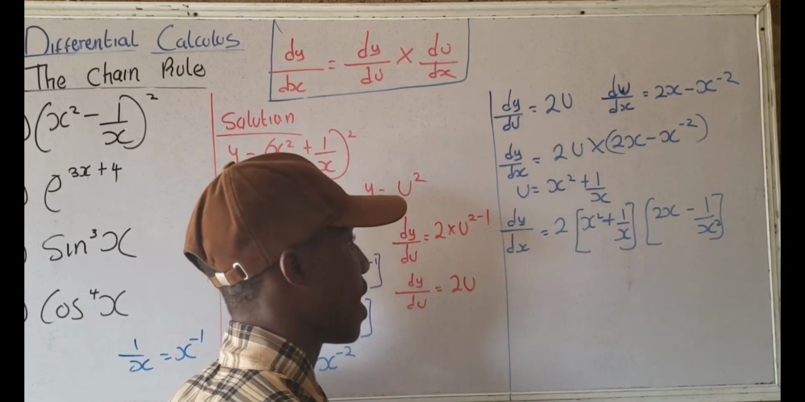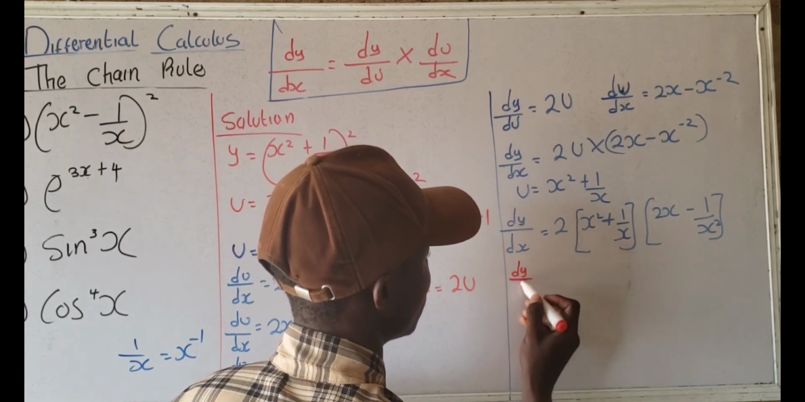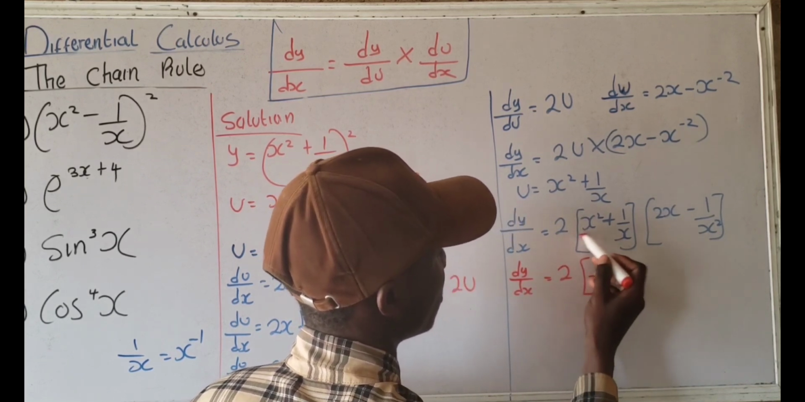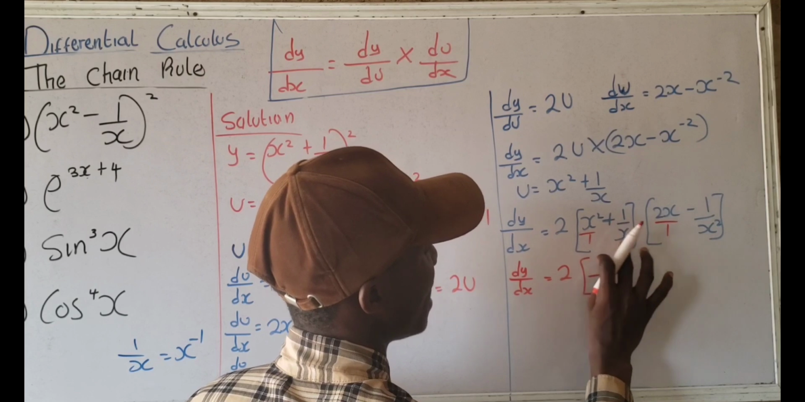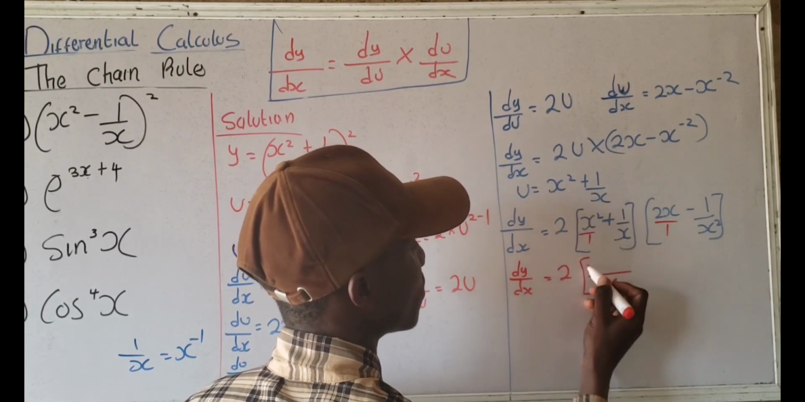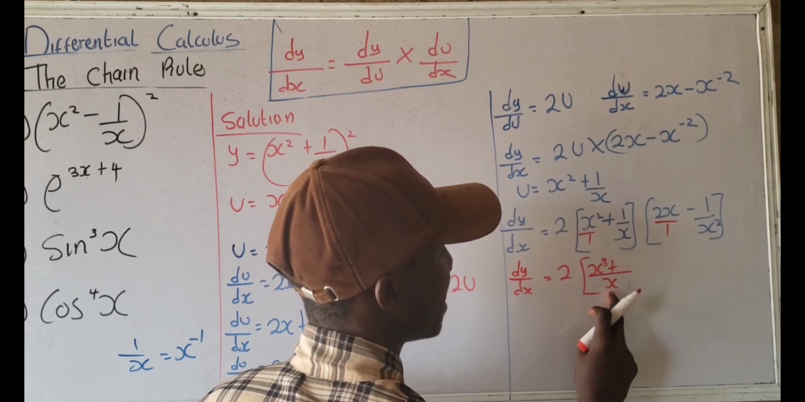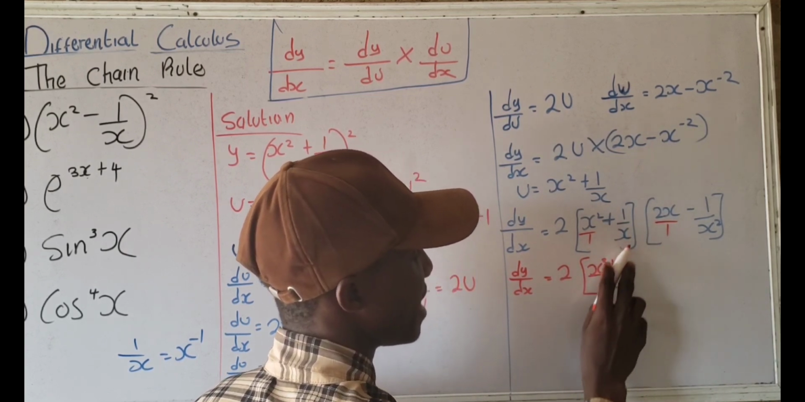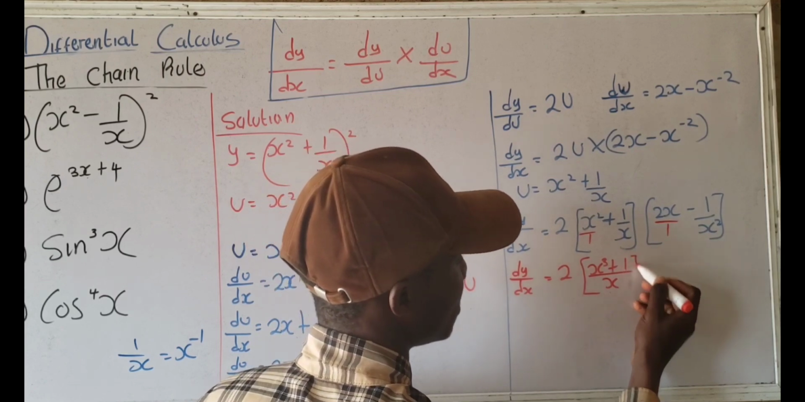So I'm going to have dy over dx equal to 2 into bracket. What is the LCM of x and 1? x. x divided by 1, x. x times x squared, that is x raised to the power of 3, plus x divided by x is 1. Oh, sorry, x divided by x is 1. 1 times 1 is 1. So I'm going to have this.